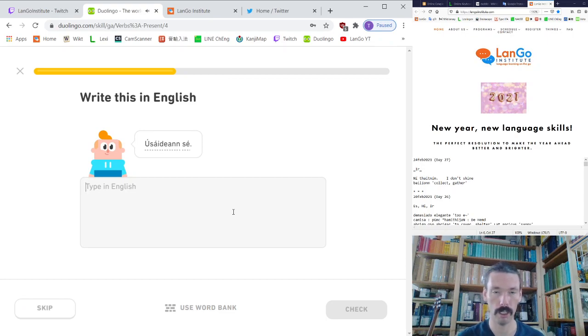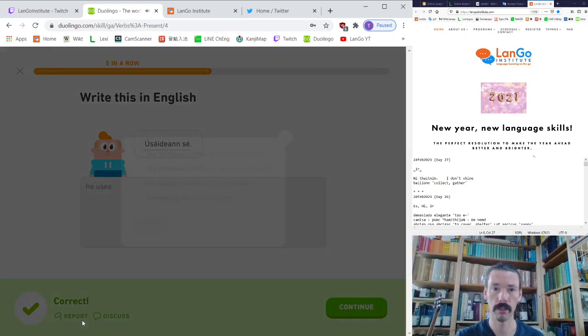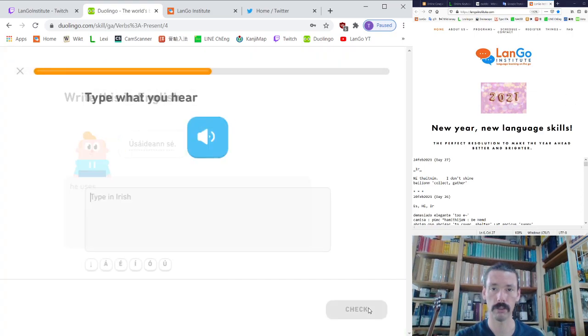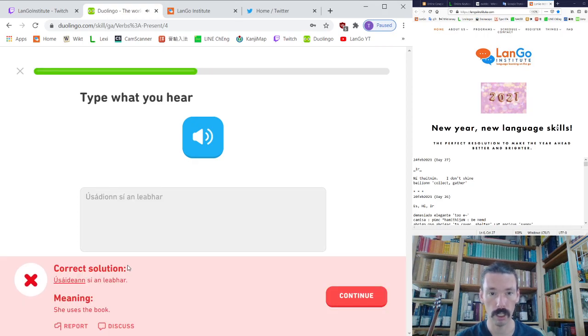Úsáideann sé. He uses. Yep. Seems a little incomplete. It's not a good sentence of English. I wonder if it is Irish. Úsáideann sí an leabhar. Úsáideann is probably a word from Latin, usus. Sí means she. An leabhar, the book. She uses the book. Úsáideann is the spelling.